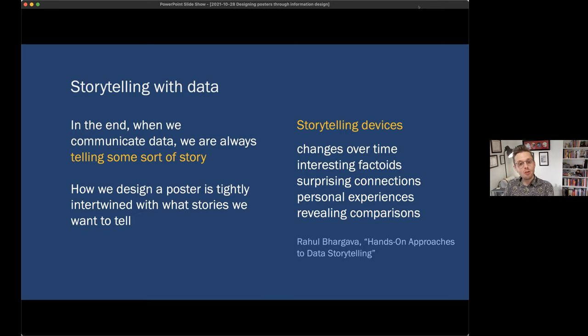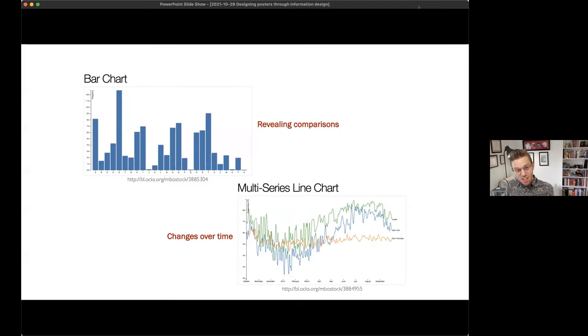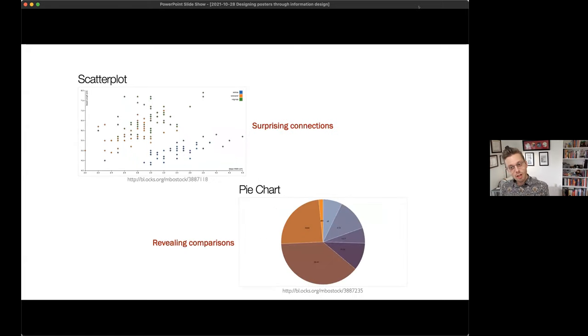So showing how something changes over time, or pointing out interesting factoids, things to pay attention to, drawing surprising connections between data points, relating our data to personal experience, or revealing comparisons between different observations in a data set. So these different storytelling devices are essential to these different kinds of visualizations that we typically create. So a bar chart is great for that storytelling device of revealing comparisons. Line charts are great for showing changes over time. Scatter plots are great for showing connections between data points and observations. Pie charts are great for comparisons.